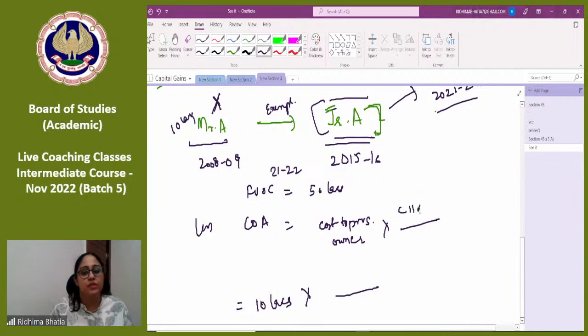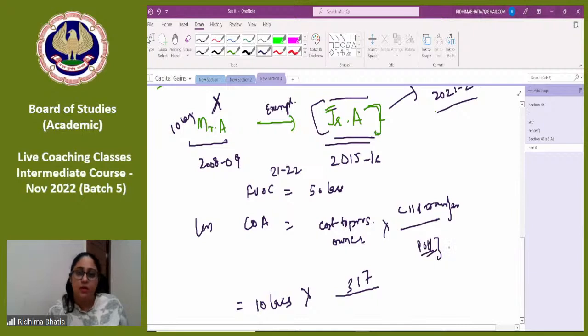Now, CII of year of transfer. Transfer happened in which year? 21-22. So for 21-22, I took 317. Now, period of holding. Period of holding would end in the year when the transfer has happened, which would be 21-22, but it will begin from the period of the previous owner. That means from 8-9. So obviously it's a long-term capital asset.